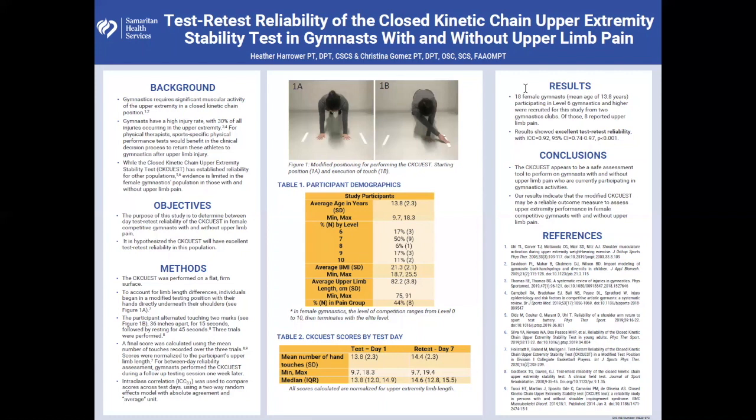Upper limb length was measured from the spinous process of C7 to the tip of the third digit of the right upper extremity. For between-day reliability assessment, the gymnast performed another three trials 1 week later, and scores were averaged for the second day as well.